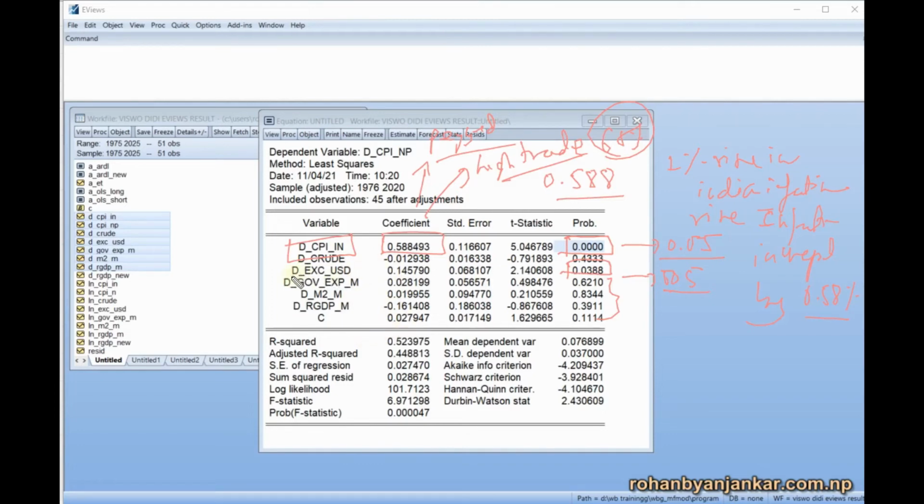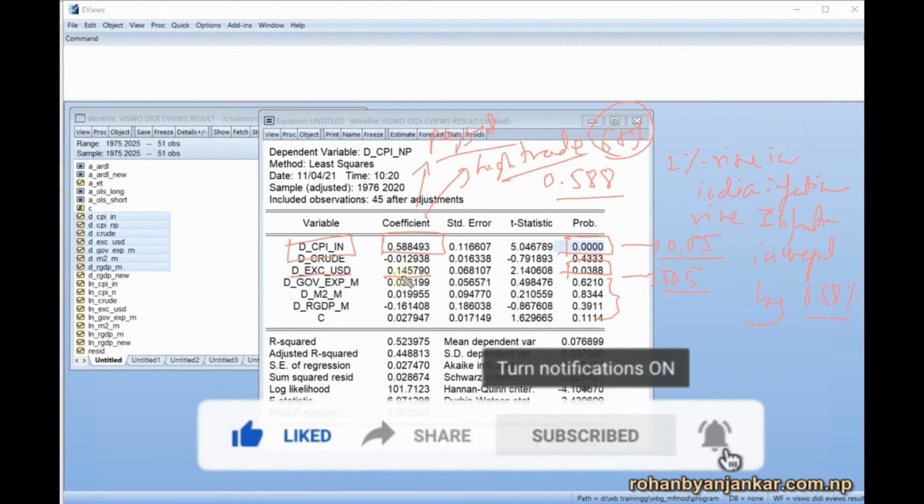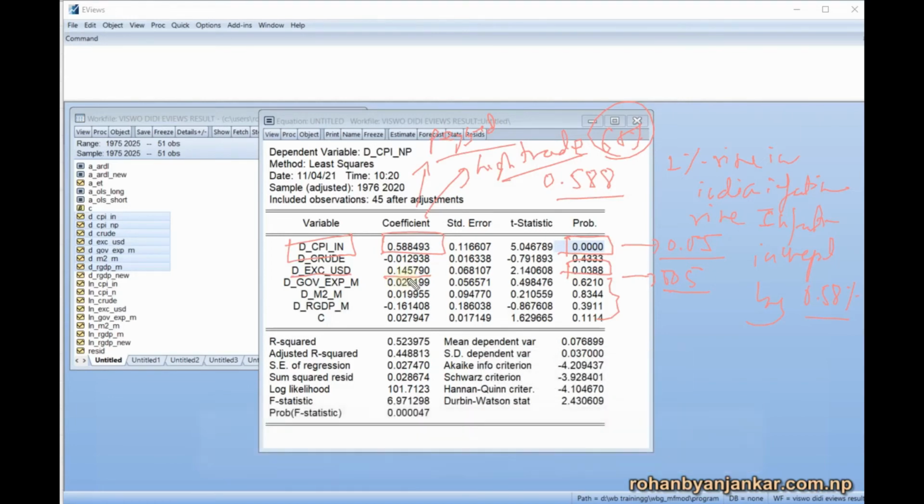And the second variable is USD, and the interpretation is alike to that of CPI-IN. A 1% increase in the exchange rate, or if our Nepalese currency devaluates by 1%, then the prices in Nepal will increase by 0.14%. It means that if our Nepalese currency devaluates by 100%, then price will rise by 14%. This is the result of OLS.